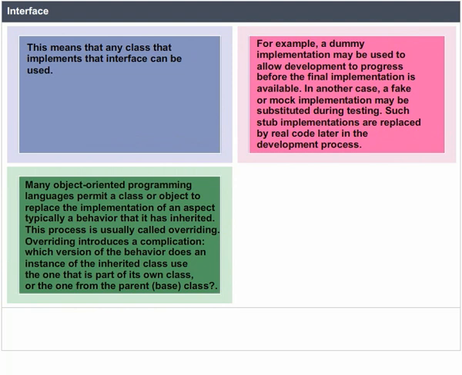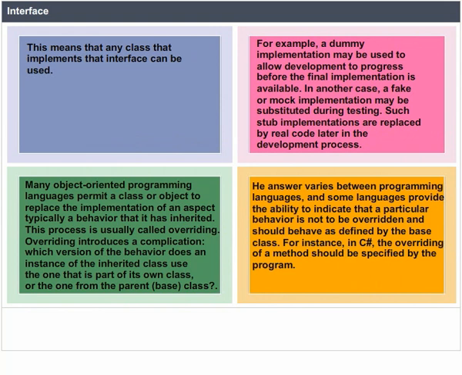Many object-oriented programming languages permit a class or object to replace the implementation of an aspect, typically a behavior that it has inherited. This process is usually called overriding. Overriding introduces a complication. Which version of the behavior does an instance of the inherited class use? The one that is part of its own class, or the one from the parent or base class? The answer varies between programming languages, and some languages provide the ability to indicate that a particular behavior is not to be overridden and should behave as defined by the base class.